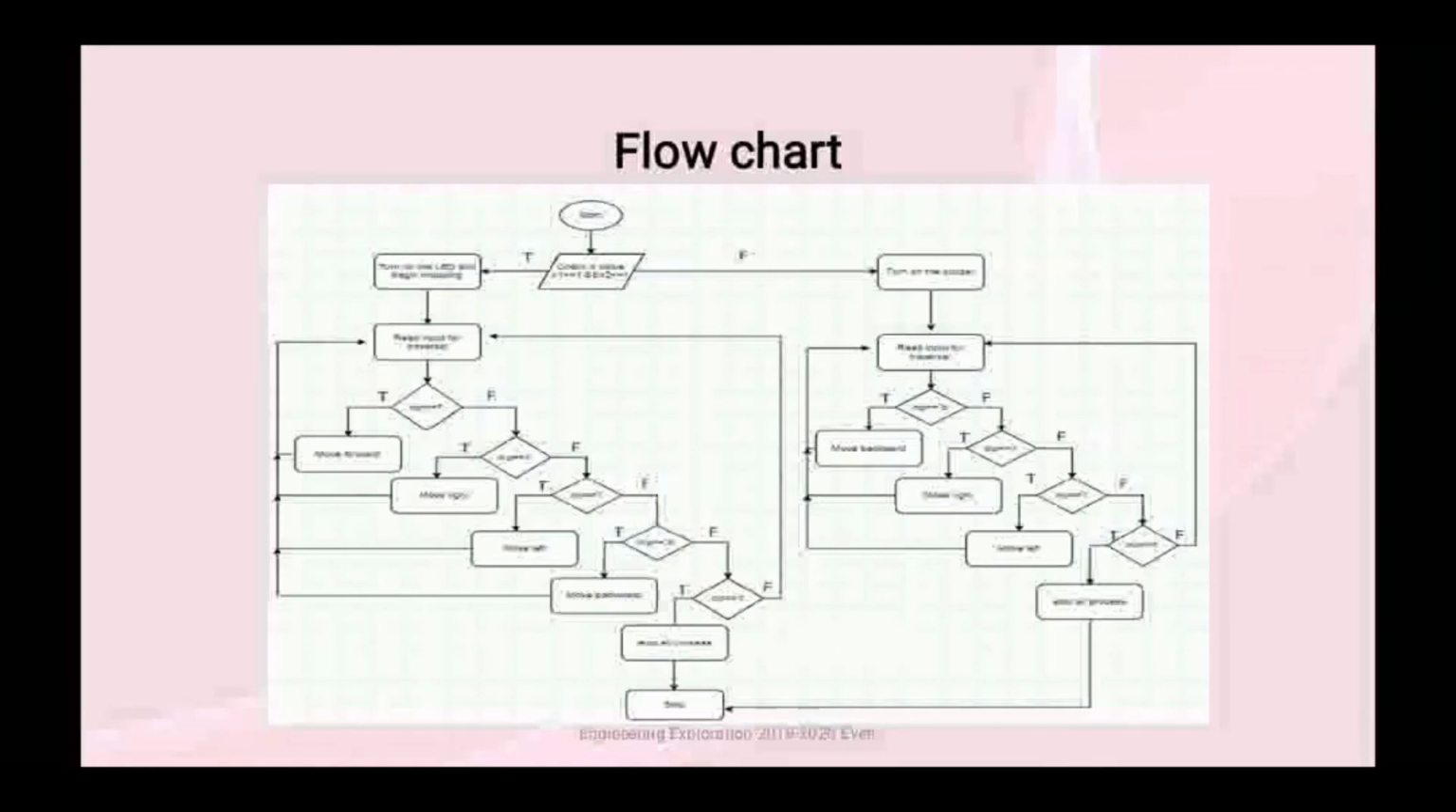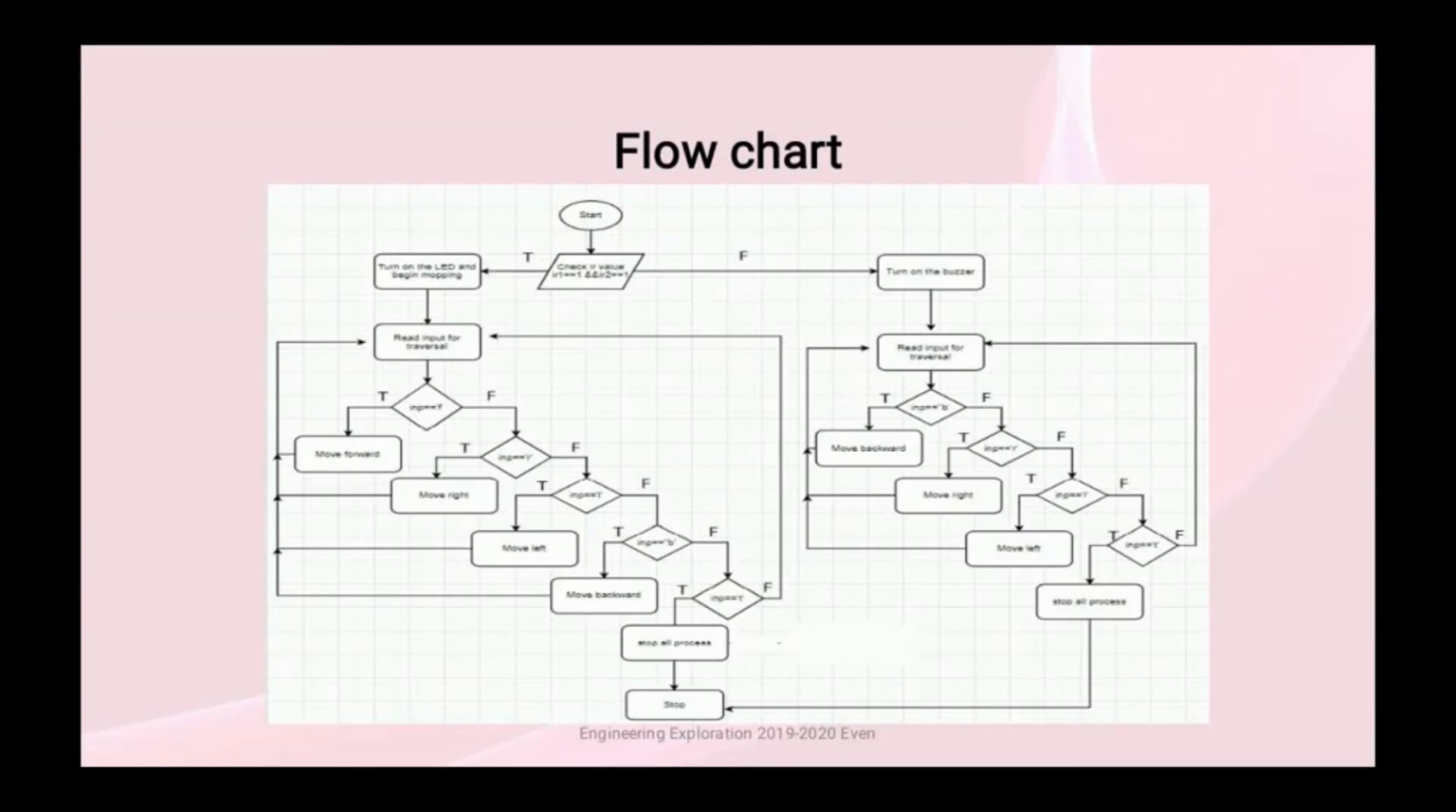If you give the commands like F, it will move forward, R, it will move right, L, it will move left, and T, all the processes terminate and the LED turns off. If there is an obstacle, we turn on the buzzer and we can give the commands only backward, right, left. We can't give the command to move forward. If you give the command T, all the processes stop.